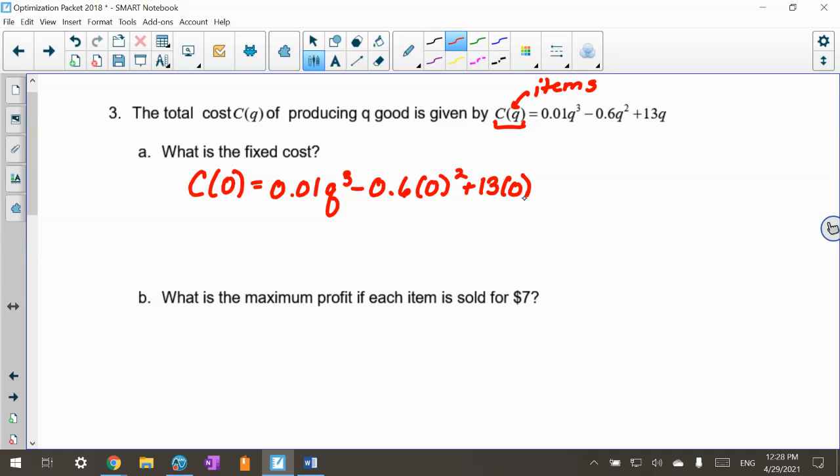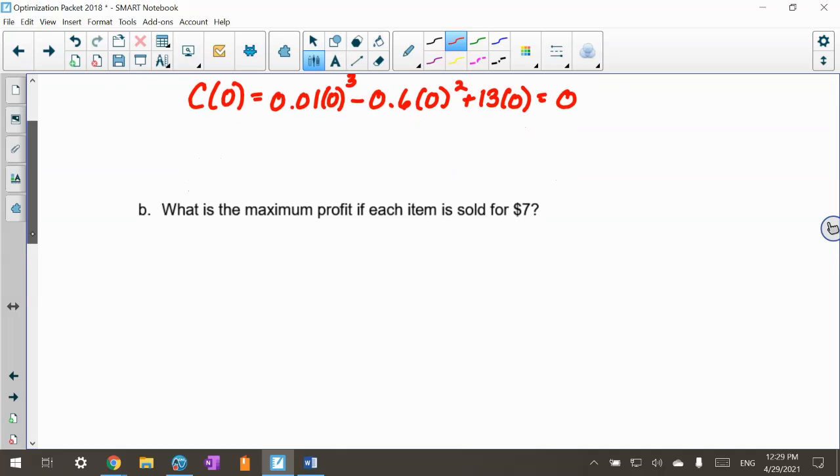So the fixed cost means all the upfront costs you have before you sell one item. According to this equation, when I put 0 in for Q in every single term, you'll see that the fixed cost is 0. Whatever this is, it could be something online. That means there is no upfront cost for this. So that is a little bit different. Remember, the fixed cost is what it would cost before I sold a single item.